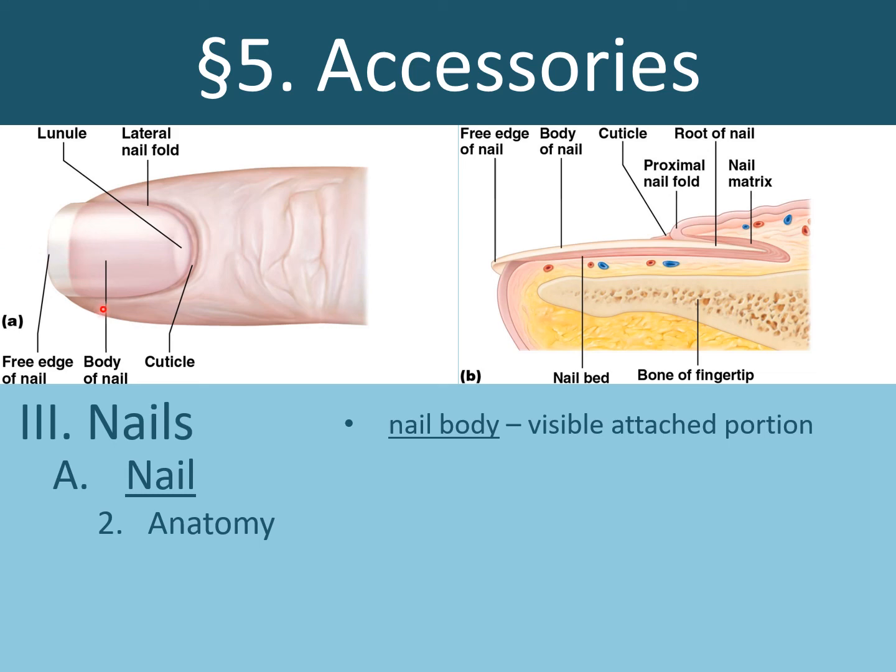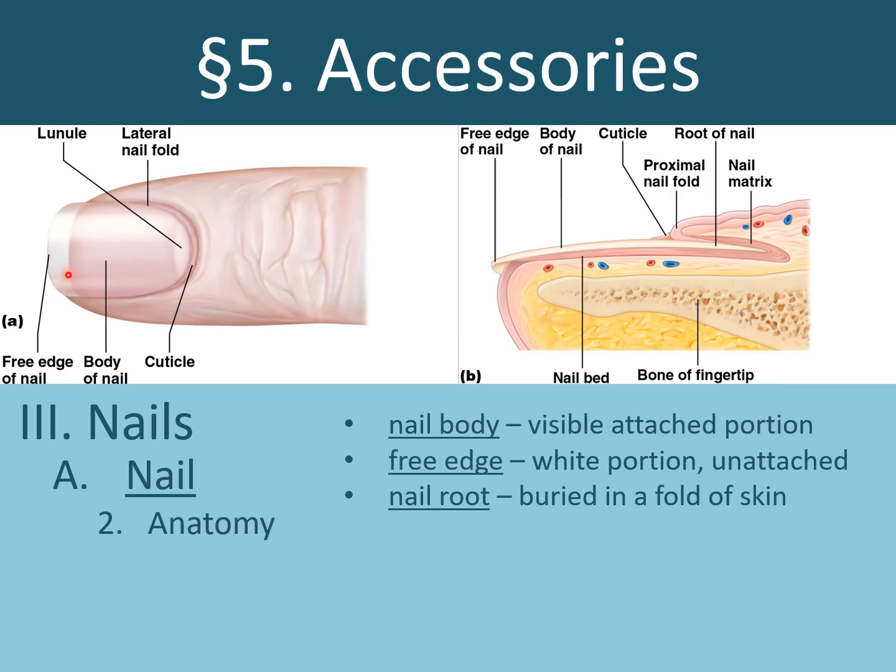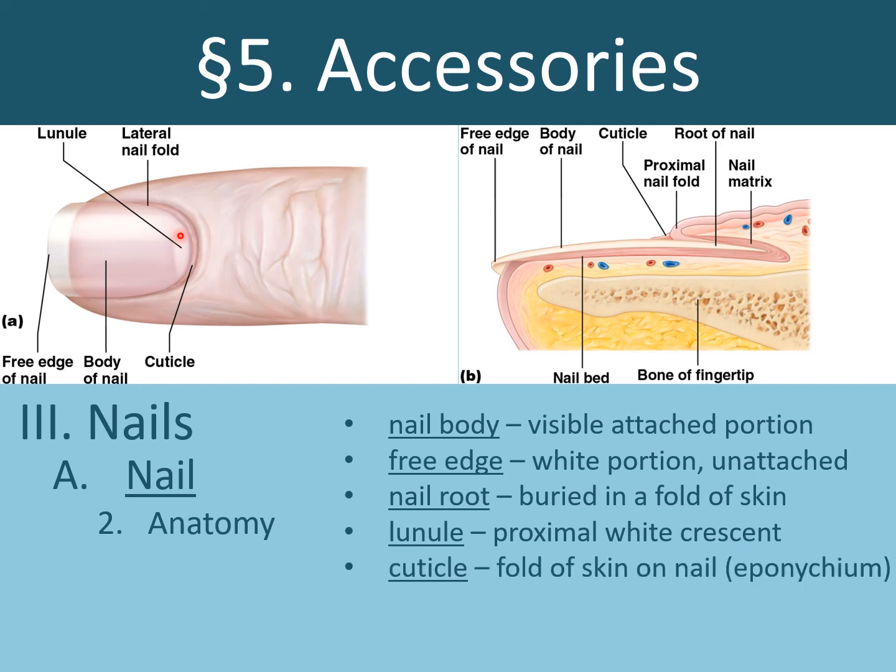The nail body is the visible attached portion of our nail, this region here. The free edge is the white unattached portion of our nail, the part that you clip off as the nail grows. The nail root is buried in a fold of skin and can be seen here in the picture to the right. The lunule is the proximal white crescent of the nail. Lunule means little moon. And then finally, the cuticle is the fold of skin that comes up on the proximal portion of our nail. The cuticle is also known as the eponychium.